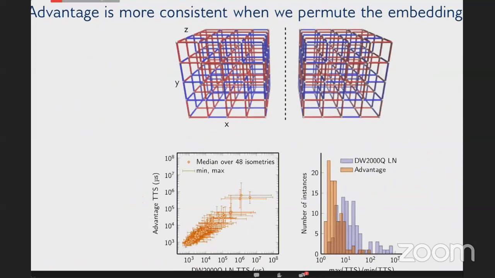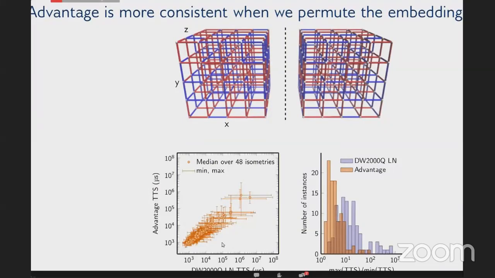We also see better consistency across cube isometries. So a cube has 48 symmetries or automorphisms called isometries. And this is an example where we're taking a spin glass instance. These are just plus or minus 1 on the couplings, random bond model. And we're flipping this along the x-axis. So you can see that this is a mirror image of this one. And this allows us to actually run 48 different embeddings of each instance on each processor.